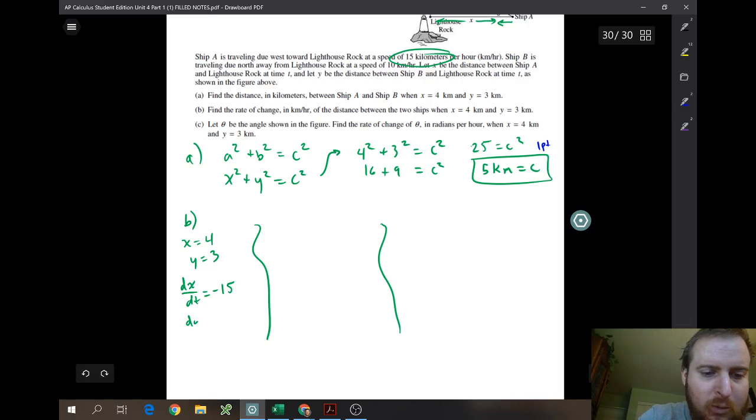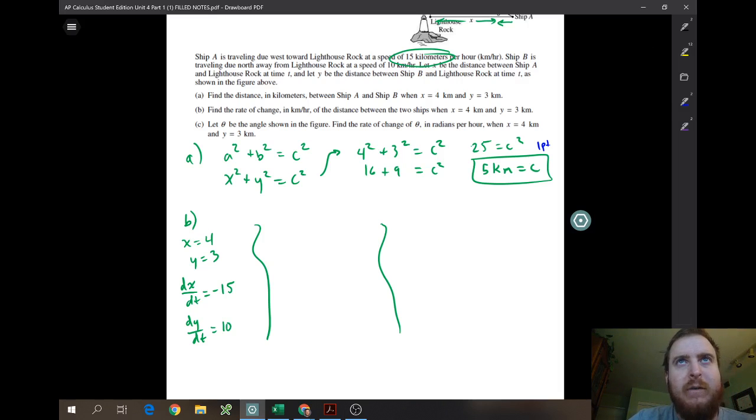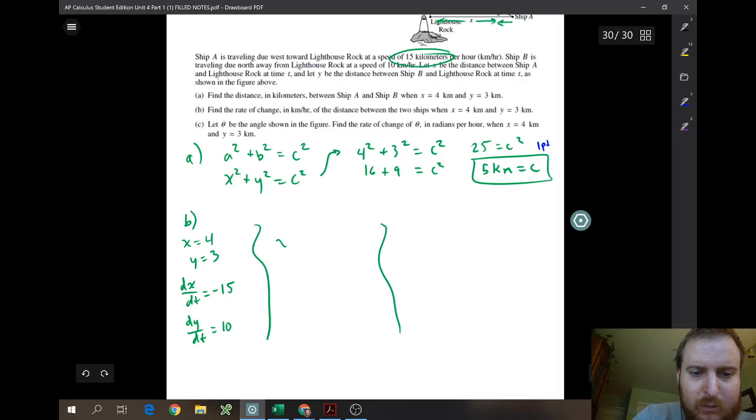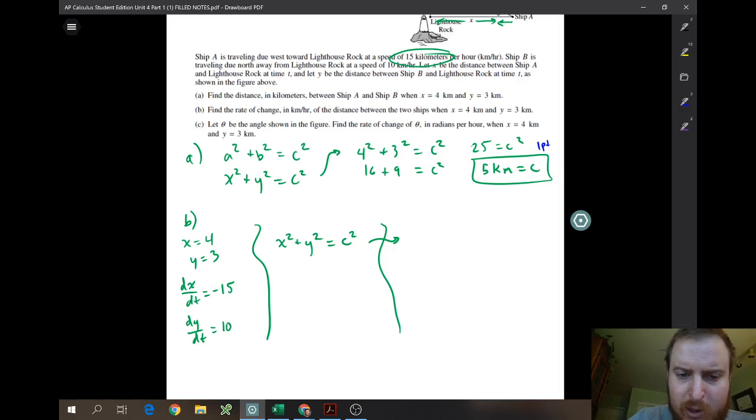And then dy/dt, that's going to be positive 10 because it's getting bigger. And if you mixed up your negative and your positive, you would still be able to get 3 out of 4 points on this. So we're going to start off with this, basically x squared plus y squared equals c squared. If you used a squared and b squared, that's fine. I'm going to use x and y because those are the variables in the picture.